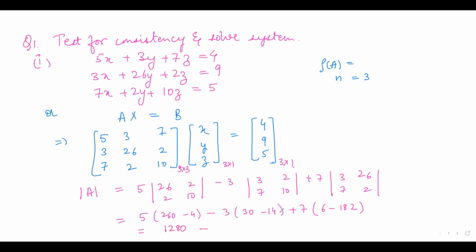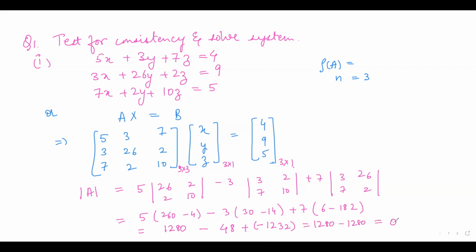And 30 minus 14 is 16. So multiplied by 3, again, I'm getting 48. So this would be just 48. And I'll be getting a negative value here because this is 182 minus 6 and multiplied by 7. So that's minus 1232. So when you add these, because these are minus, I'll be getting the same value, that is 1280.